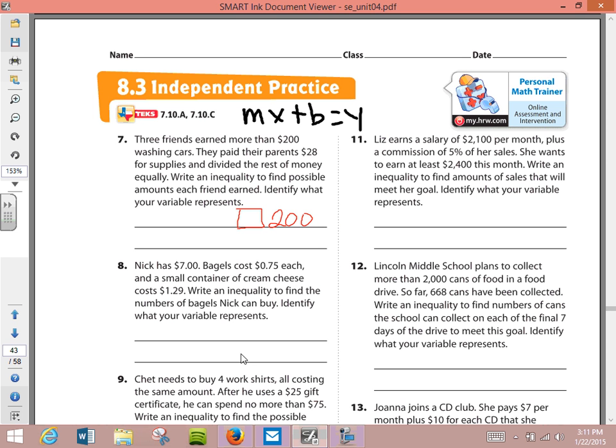So what is b? 28. Why is it negative? Paid, right? What is m? 3, because there are three friends, right? What does the x represent? Well, of course the variable. Well, what does the x represent? No, there are three friends. The amount of money each of them earn. That's what the variable represents. How much money do they make? And that's it. So side A has to be what to side B?